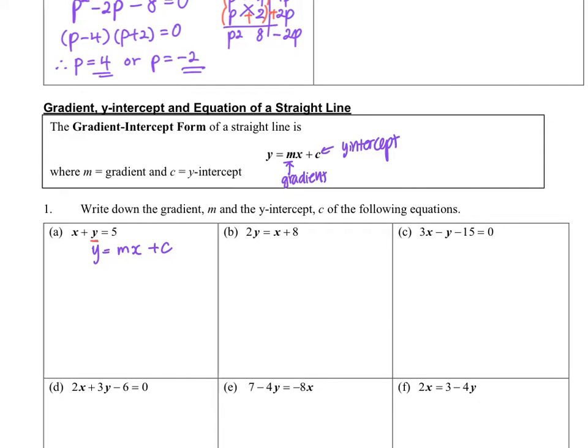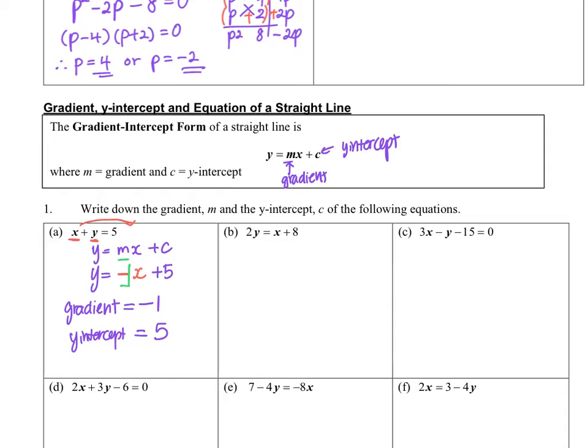So I'm going to keep y, and then x will now shift over, migrate to the other side, and I shall rearrange it such that I will get my x term first. So when x migrates over, it becomes minus x. And then what stays here? 5 stays here on its own. So if that's the case, what is the gradient? This m tells me the gradient. This number is actually negative 1. So we know that the gradient m is equals to negative 1. And the y-intercept c is equals to 5.